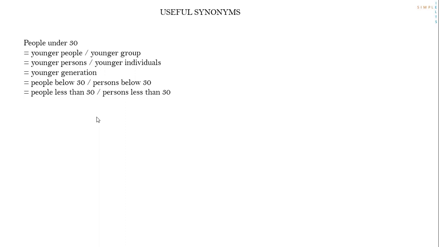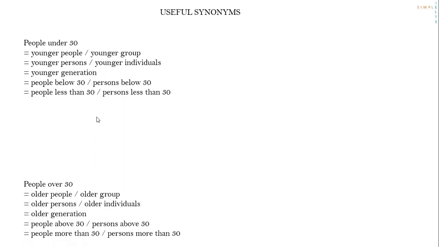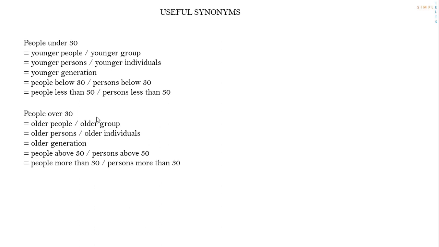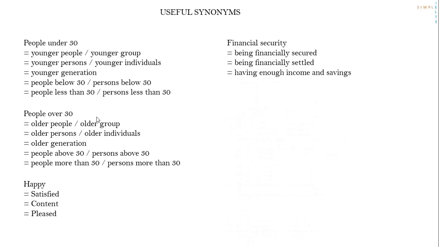People under 30, you can say younger people or younger group, or it can also be younger persons, younger generation, and so on. For people over 30, you can say older group, older persons, older generation, and so on. Happy, you can say satisfied, content, or pleased. Financial security has the same meaning with being financially secured, being financially settled, or having enough income and savings.